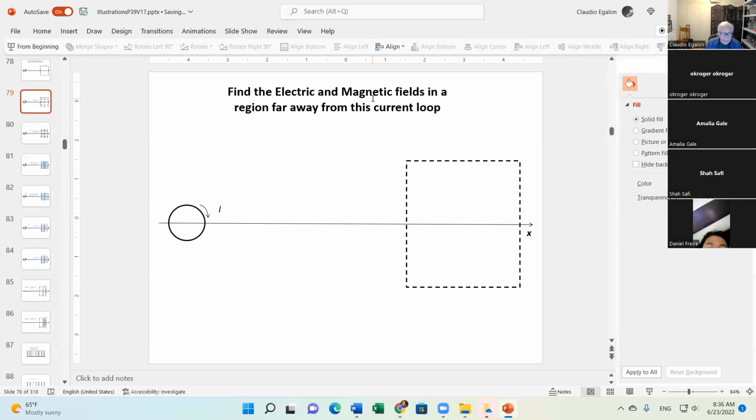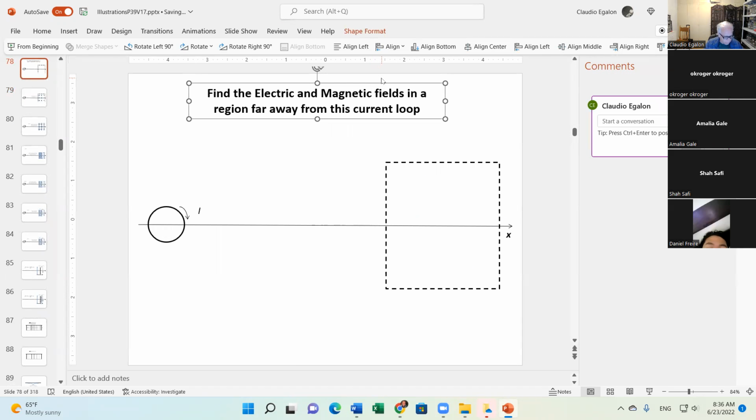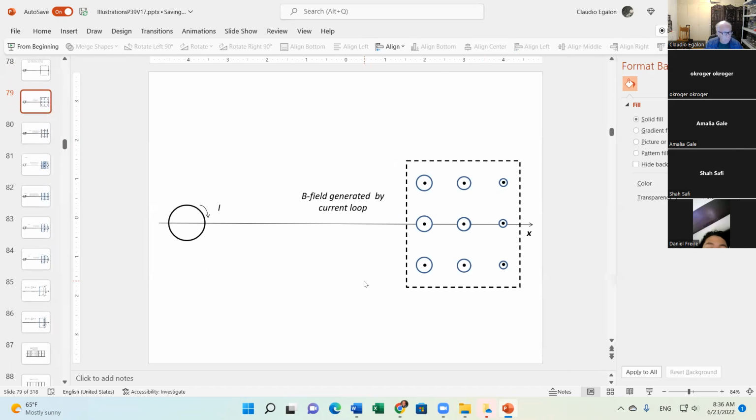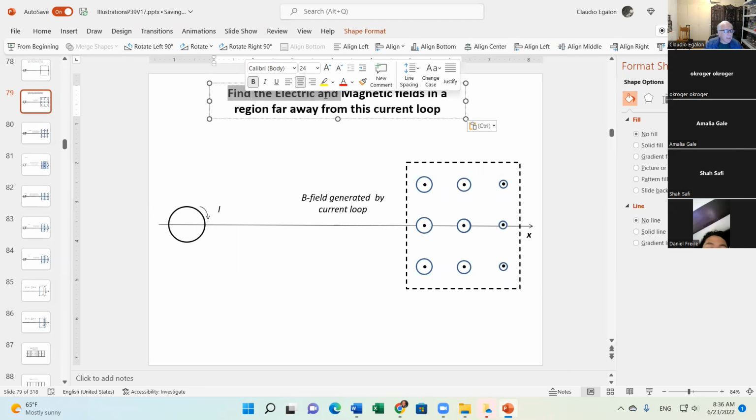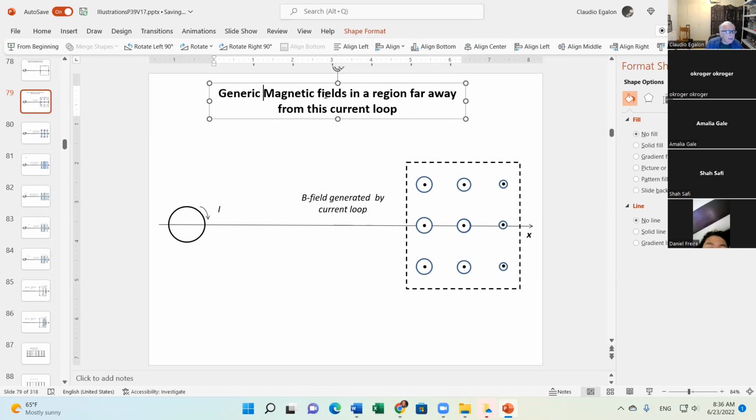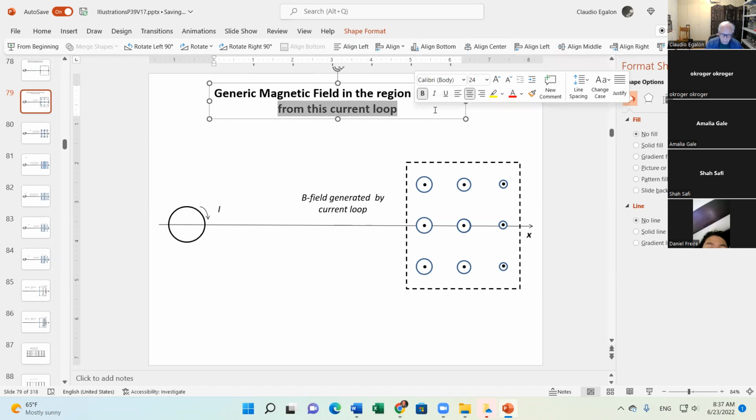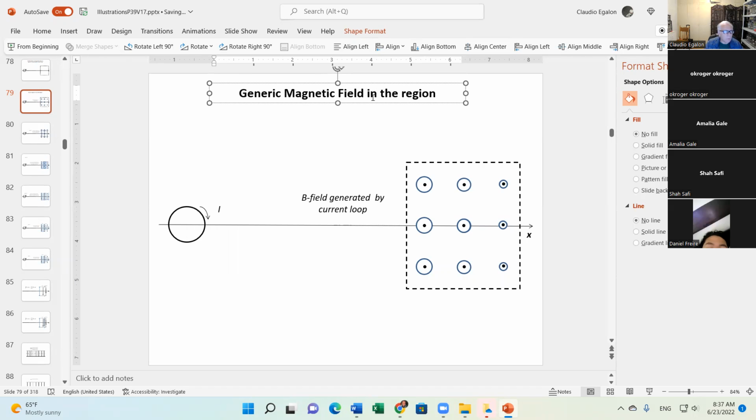Okay, so what do we have here? We start with the generic magnetic field due to the current distribution in the region of interest.